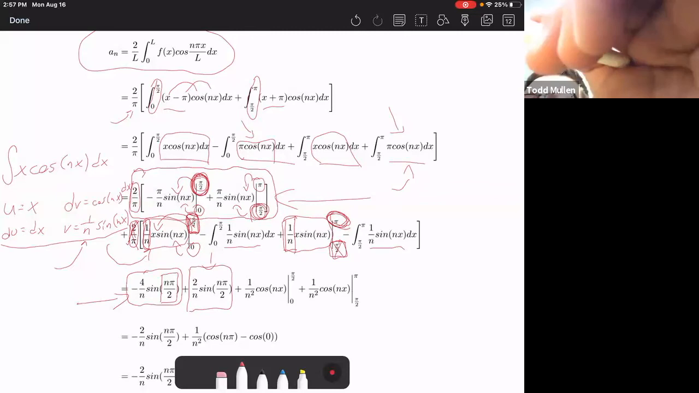And now all that remains are these integrals, 1 over n sine nx. Well, that becomes 1 over n squared cos nx, and of course the negative flips. Same thing will happen over here with the negative flipping, and we'll get the same integral.